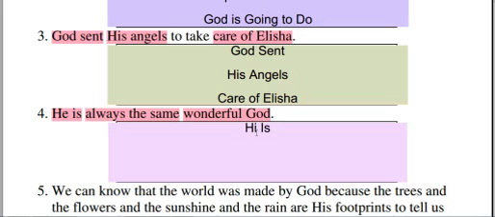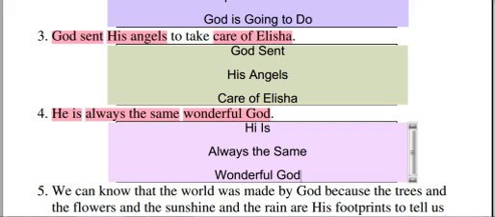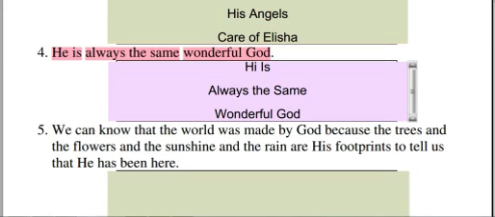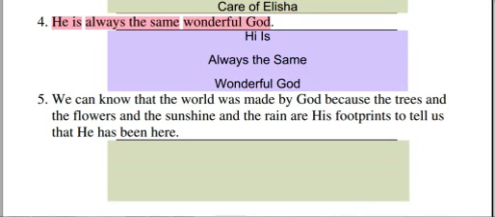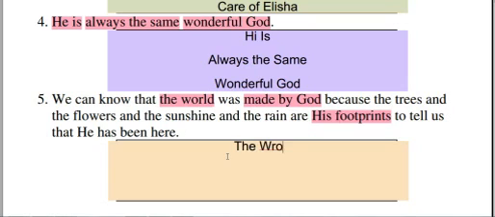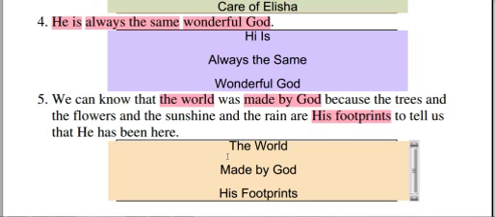So he is, always the same, and wonderful God. All right, and then number 5, long one. We can know that the world was made by God because the trees and the flowers and the sunshine and the rain are his footprints to tell us he has been here. We can do made by God. Let's do his footprints. And let's do the world. So, the world, made by God, his footprints.